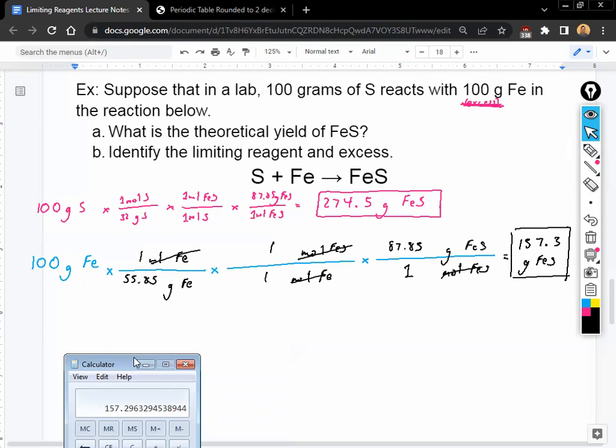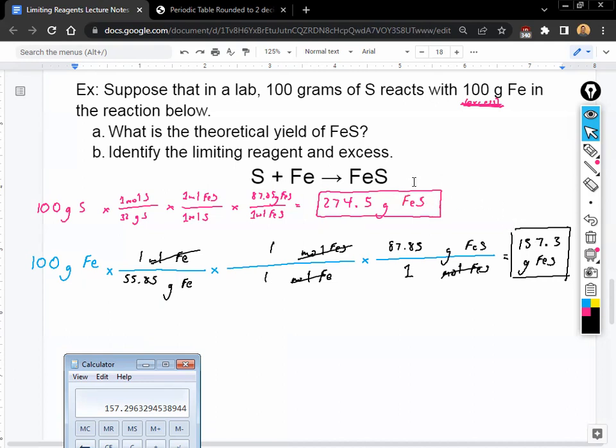Okay, everyone got to that point, hopefully? For sure, most of us. All right, so if you notice, if you look at these two values, you have different numbers for the same chemical, right? You have 274 for FeS, but you also have 157 for FeS. So there are 2 different numbers.